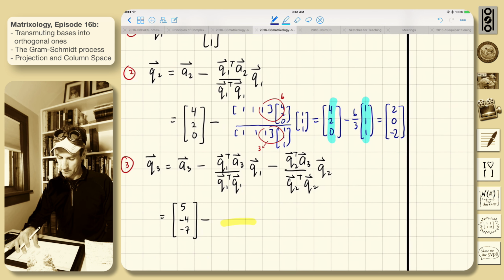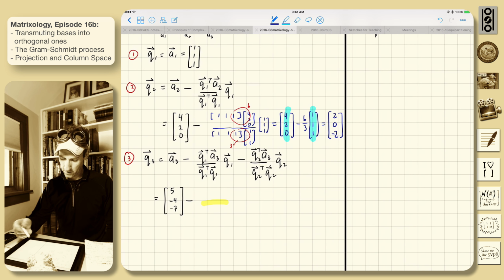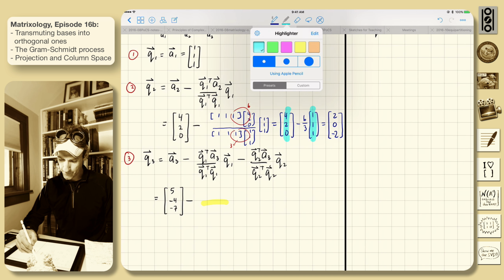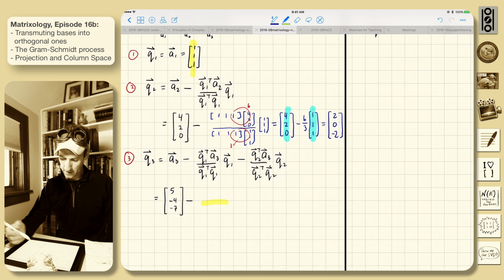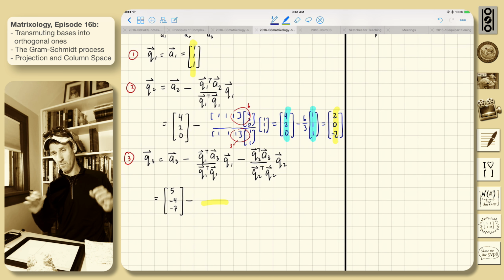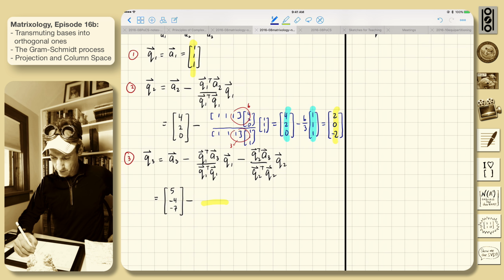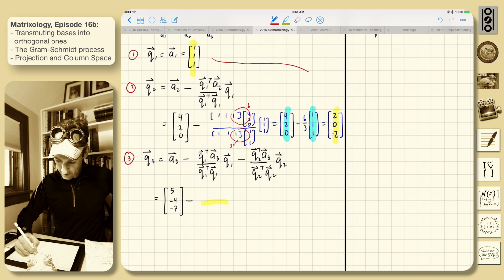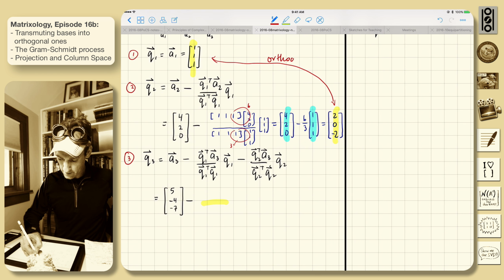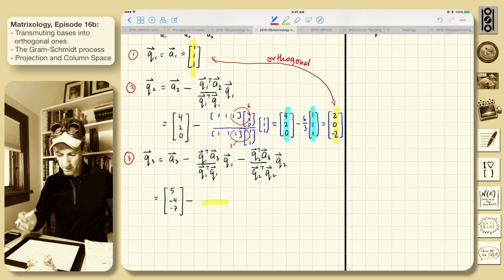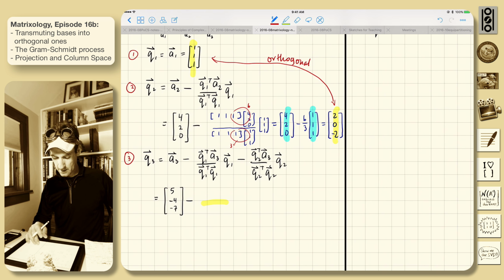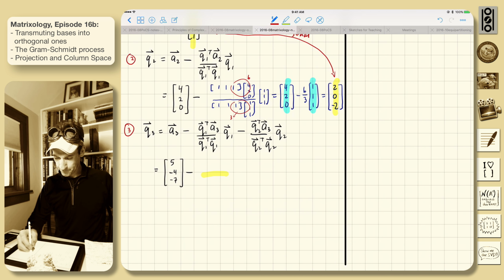And so you can see that Q1, 1, 1, 1, and 2, 0, minus 2, are at right angles to each other. These are orthogonal. That is the plan, right? So we've built the first one. Then we do it again.